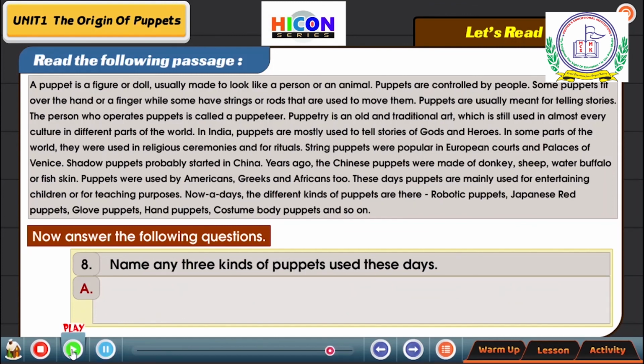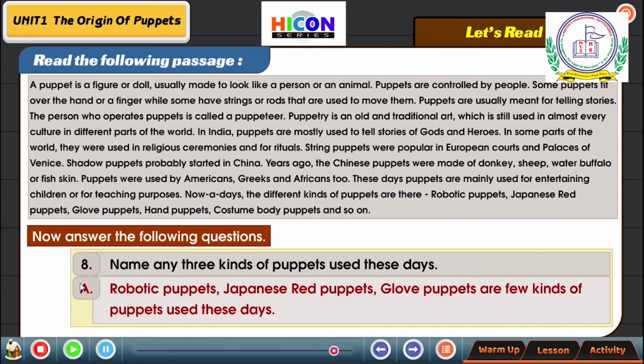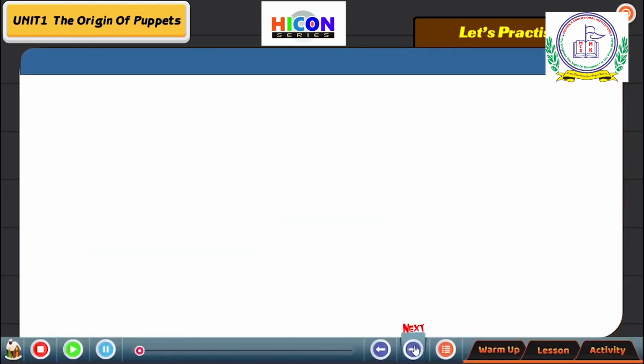Name any three kinds of puppets used these days. So what are the different kinds of puppets that we have nowadays? Robotic puppets, Japanese red puppets, glove puppets. We can say hand puppets or the costume body puppets also. Okay. So robotic puppets, Japanese red puppets, and glove puppets are a few kinds of puppets used these days. So we learned some new things also about puppets. Okay. Let's practice the second one.